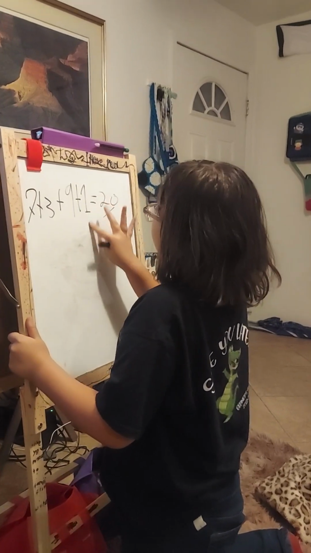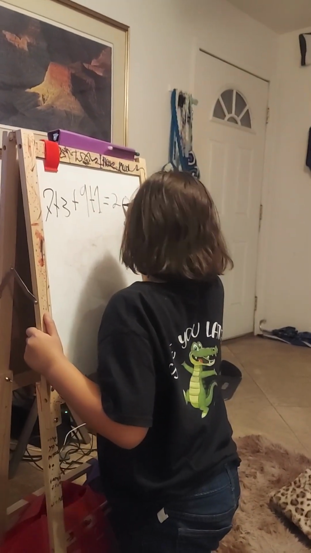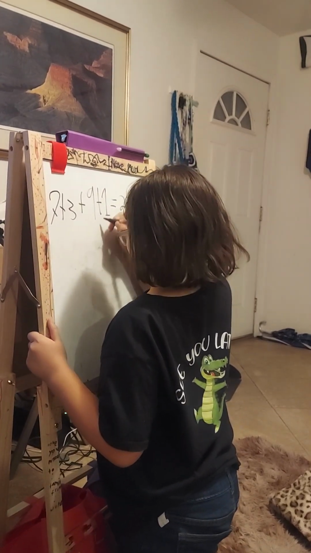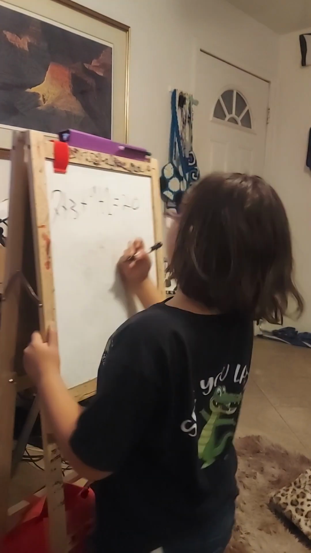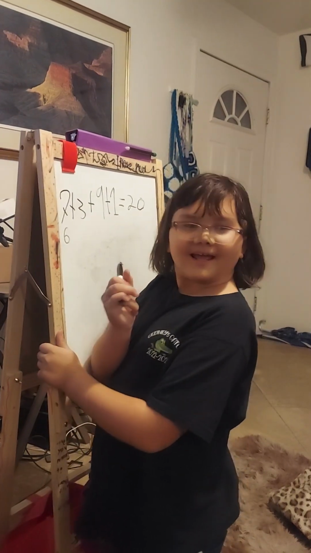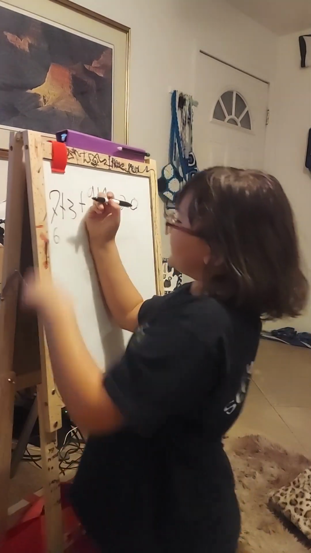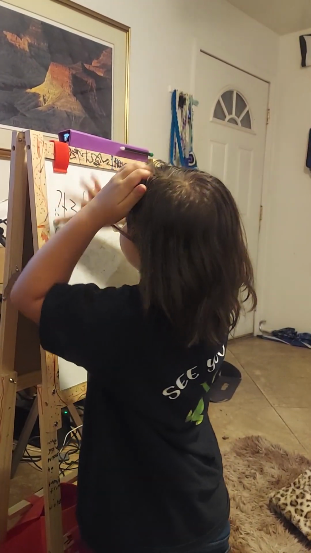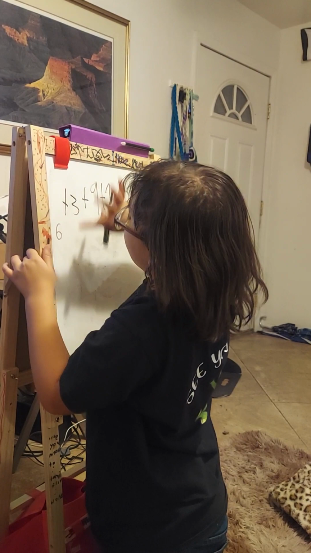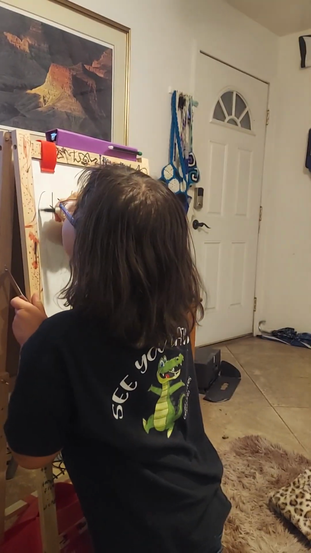Child, I do not think you understand what you were trying to show me. I know what you're doing. So then we're gonna subtract this to 1, which is a 6, right? What are you... I have no clue what you're trying to do. We're gonna turn this into a 6! Oh my God, I'm scared. I'm scared for my life, folks.